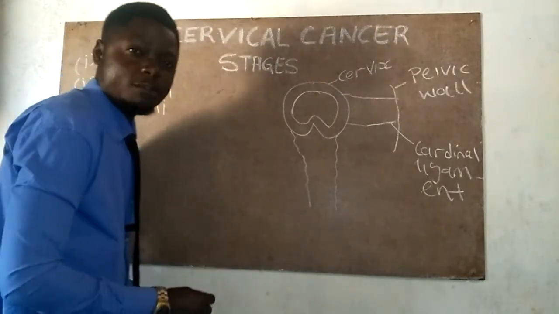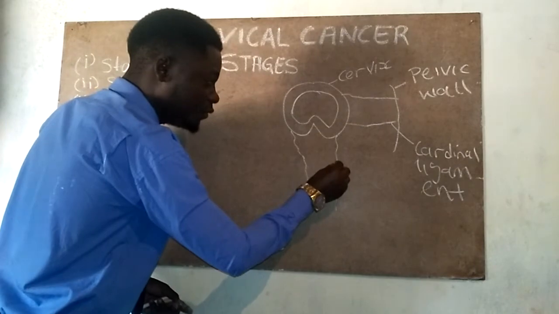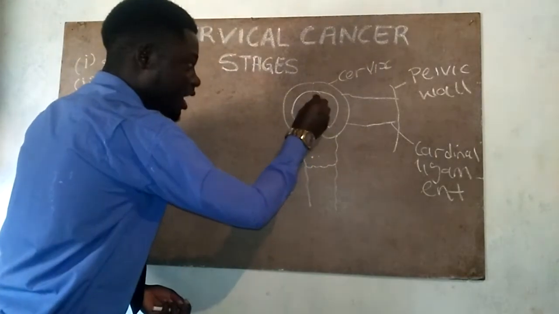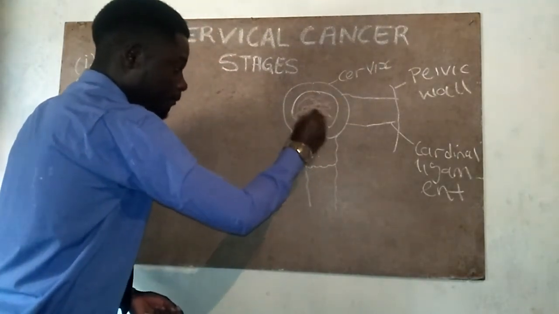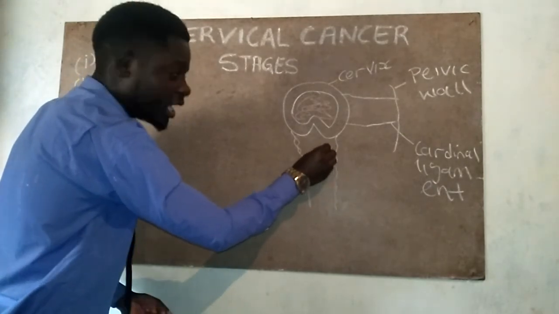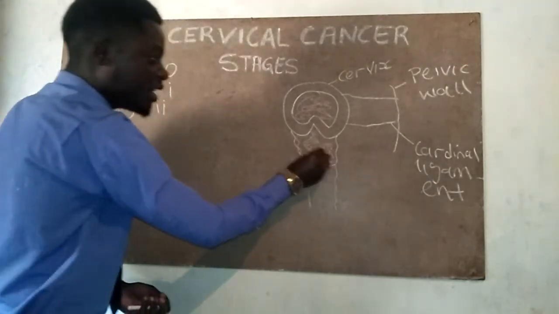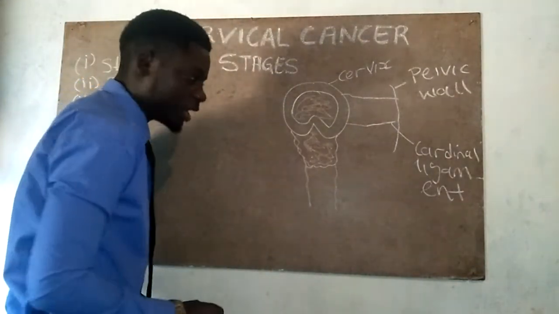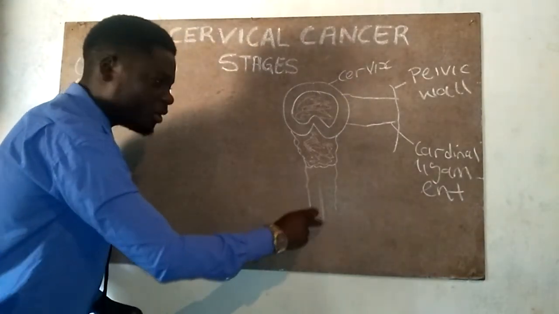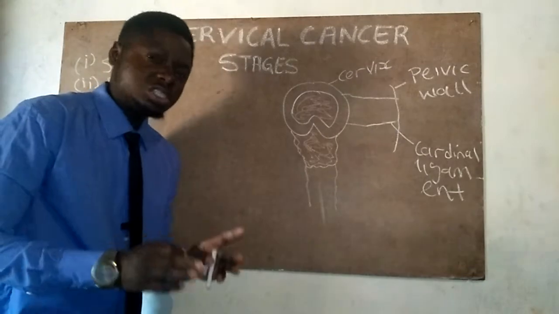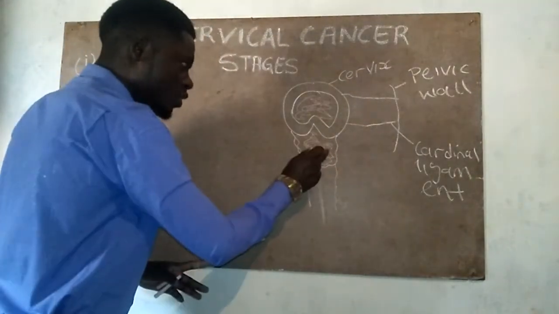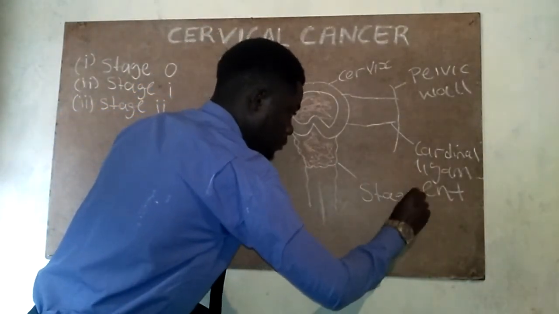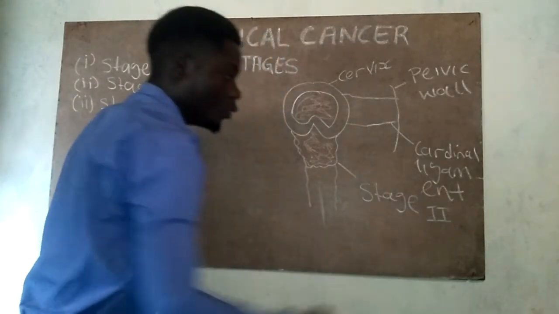Now we want to move on to talk about stage 2. Stage 2 is going to involve the upper part of the vagina. So here the cancer has started, and then it will involve even this part of the vagina. So these are the cancer cells spreading, and when this happens, we term this as stage 2 cancer. The lower third of the vagina is not affected. So this is stage 2. We are in stage 2.